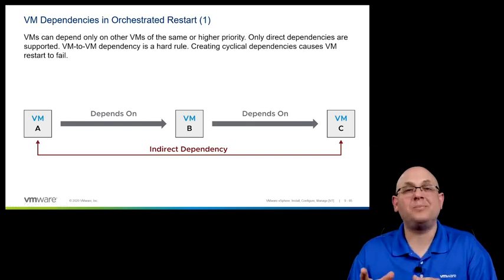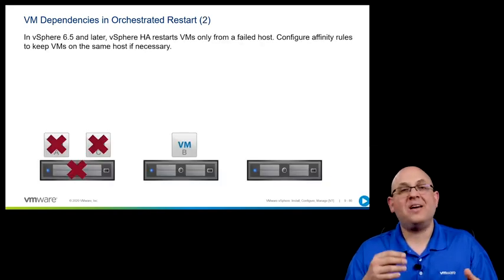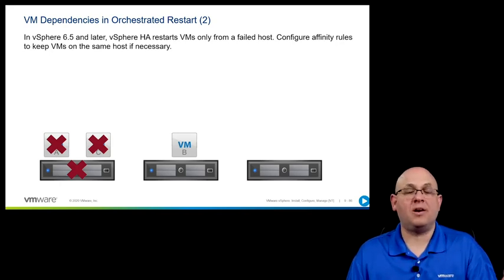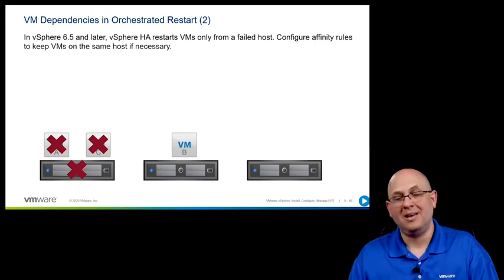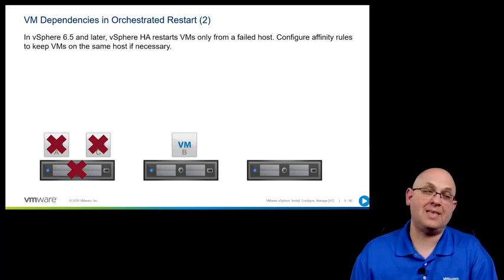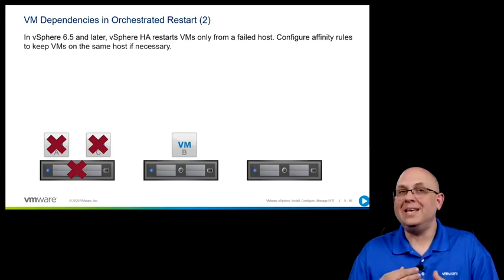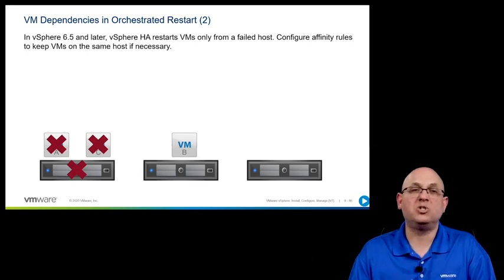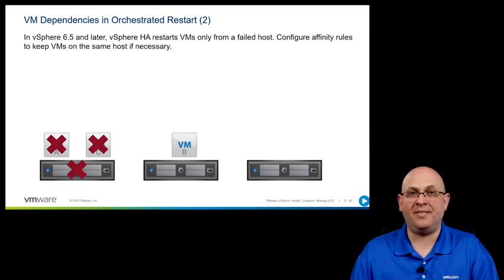And it also has to be set up so that all of these VMs are on the same ESXi host. If VMB is on a separate host, and A and C are on a different host, and that host fails, it's not like we will restart VMB after VMC starts and then wait for VMA. So all of these VMs have to be on the same host. So we need to configure VM to VM affinity rules to ensure that, if this is a necessity for you, all of these VMs stay on the same host.